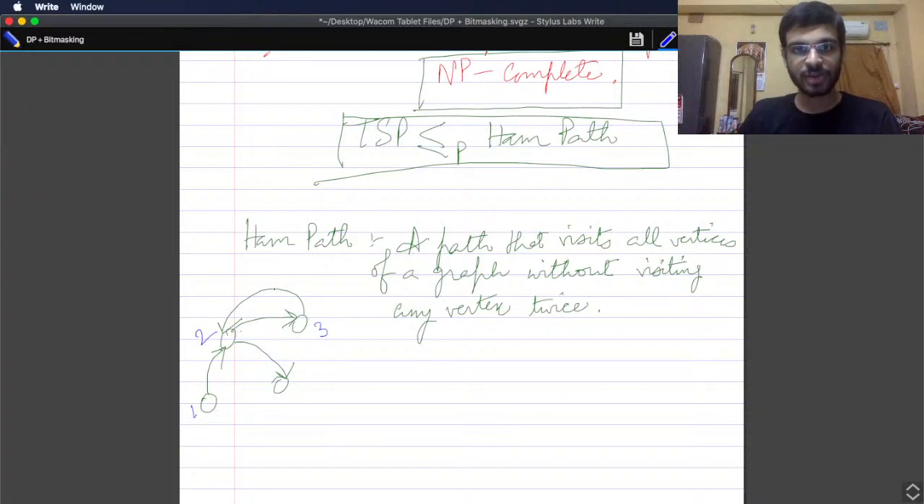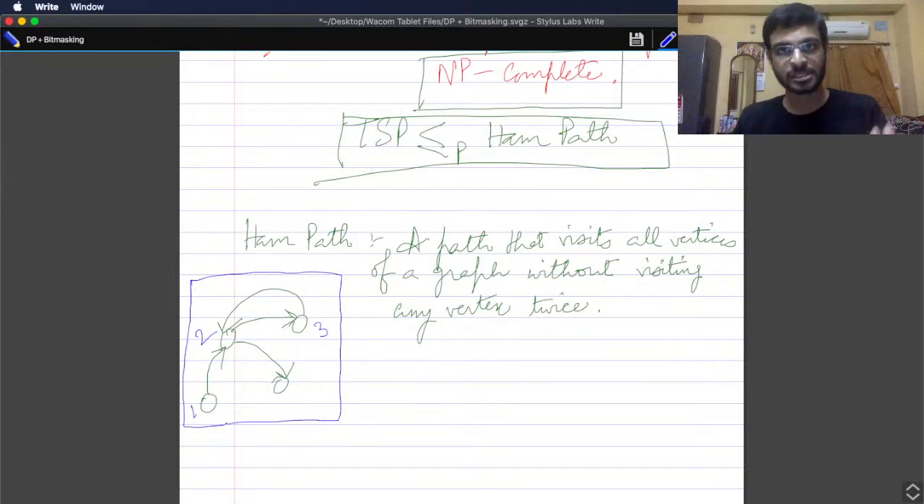So we say that in this graph, Ham path is not possible. In this particular graph, Ham path is not possible. Make sense? Why? Take any starting vertex. If you take anything other than 1, you cannot reach 1. You don't know how to reach 1. There is no incoming edge onto 1.